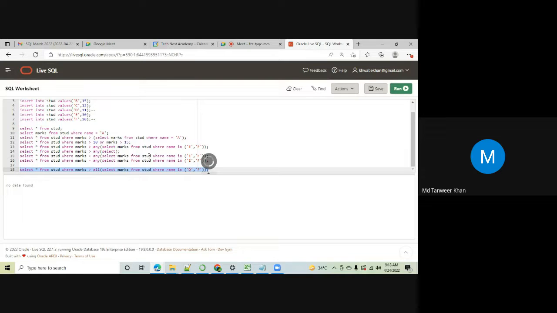So ALL means you are telling that all the conditions must be fulfilled. ANY means you are telling that if any one condition is fulfilled, show me that record. ALL means we are very strict. You are telling that all the conditions must be fulfilled, then I will invest in this particular company, or I will buy shares in this mutual fund, like that.